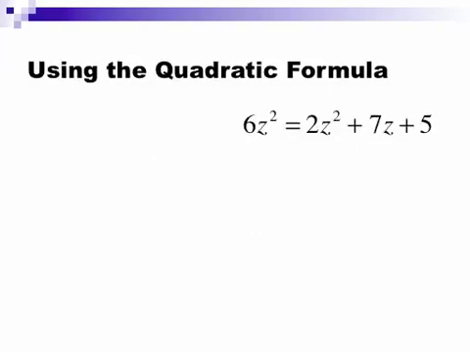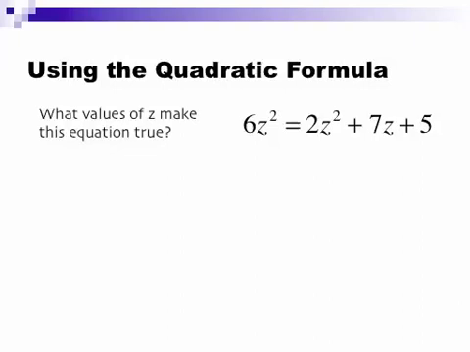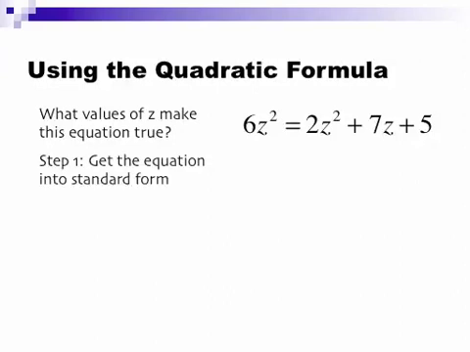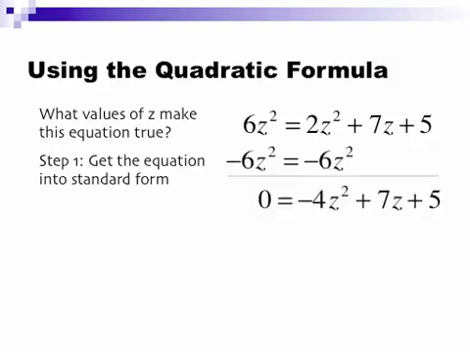So how do we use the quadratic formula? Well, let's say we have a problem that looks like the one shown here. The first thing we need to do is to find out what values of z in this case are going to make this equation true. That is, what values of z will make the left side equal to the right side. First, I need to get the equation into standard form. To do this, I need to subtract 6z squared from both sides. When I do that, I get 0 equals negative 4z squared plus 7z plus 5.